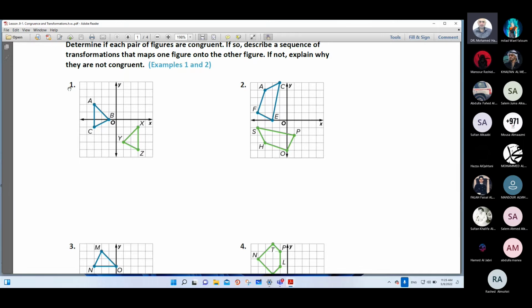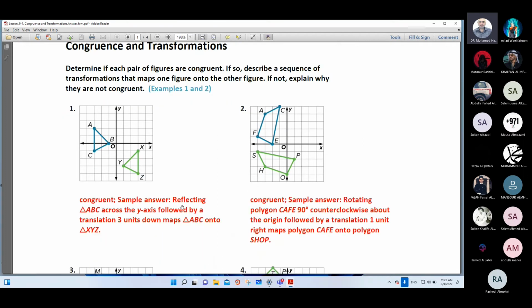Listen here. I will send this to you; this is the homework. Listen to the answer here. At first, we have congruent, the same size. We have a reflection across the y-axis followed by a translation 3 units down, because here 1, 2, 3, you will get this point. So try to solve this homework like this. Then tomorrow we will discuss it together.